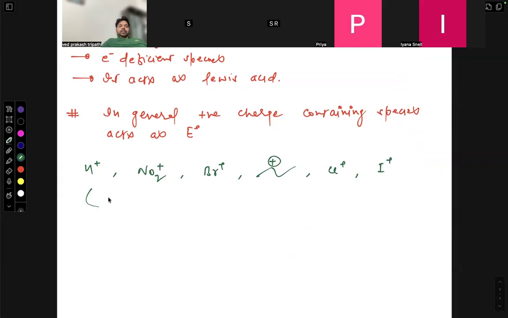But there is a condition, incomplete octet. Incomplete octet. Do you know what is octet? Please tell me, everyone. Do you have any idea about the octet rule?